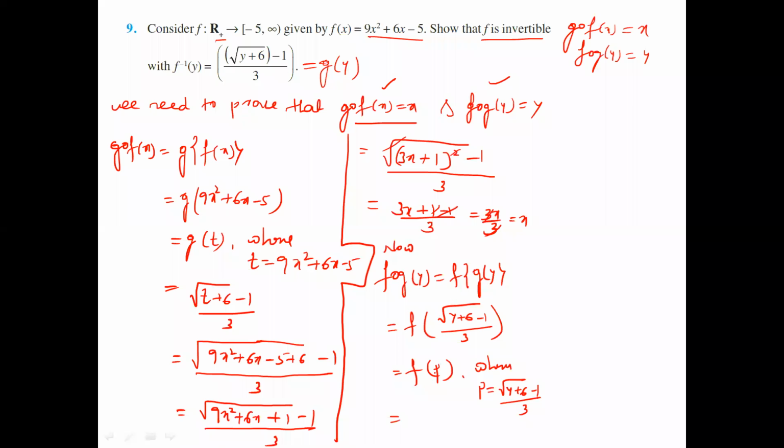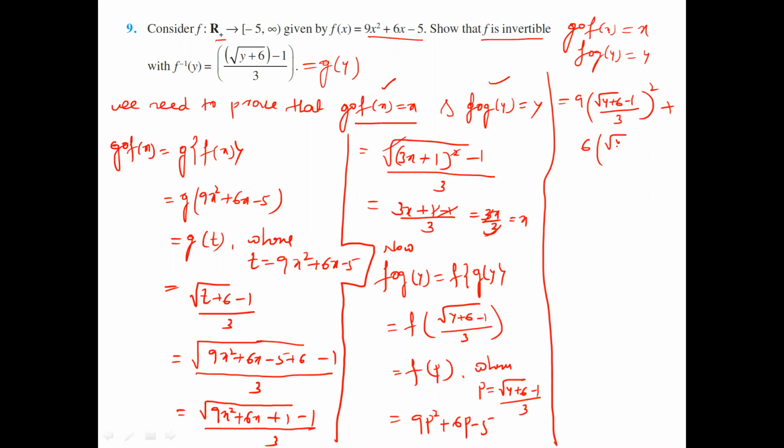What is the f of p? f of p is nothing but f of x value. In place of x, it is p. Now this can be written as 9p square plus 6p minus 5. Now 9 p square, what is the p value? Root of y plus 6 minus 1 divided by 3 whole square, plus 6p. 6, what is the p value? Root y plus 6 minus 1 divided by 3, minus 5 is the answer.